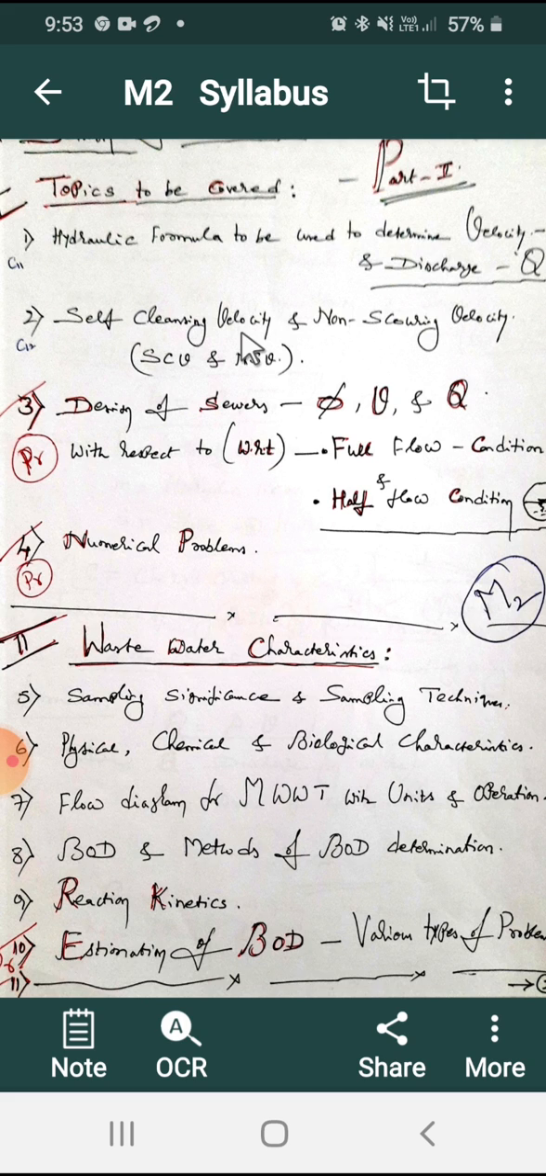Up to here we have completed one and a half chapters, that is, a module. Now a little bit is remaining. Today I want to show the continuation of characteristics as well as the BOD determination. All these things we are going to discuss today.